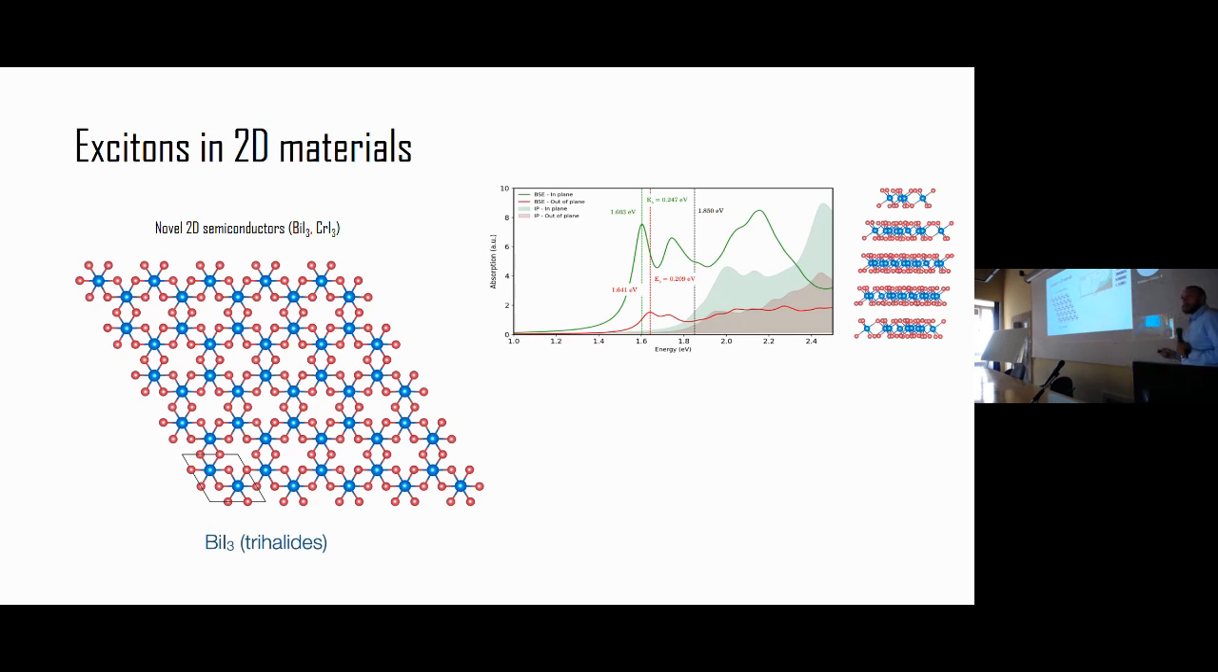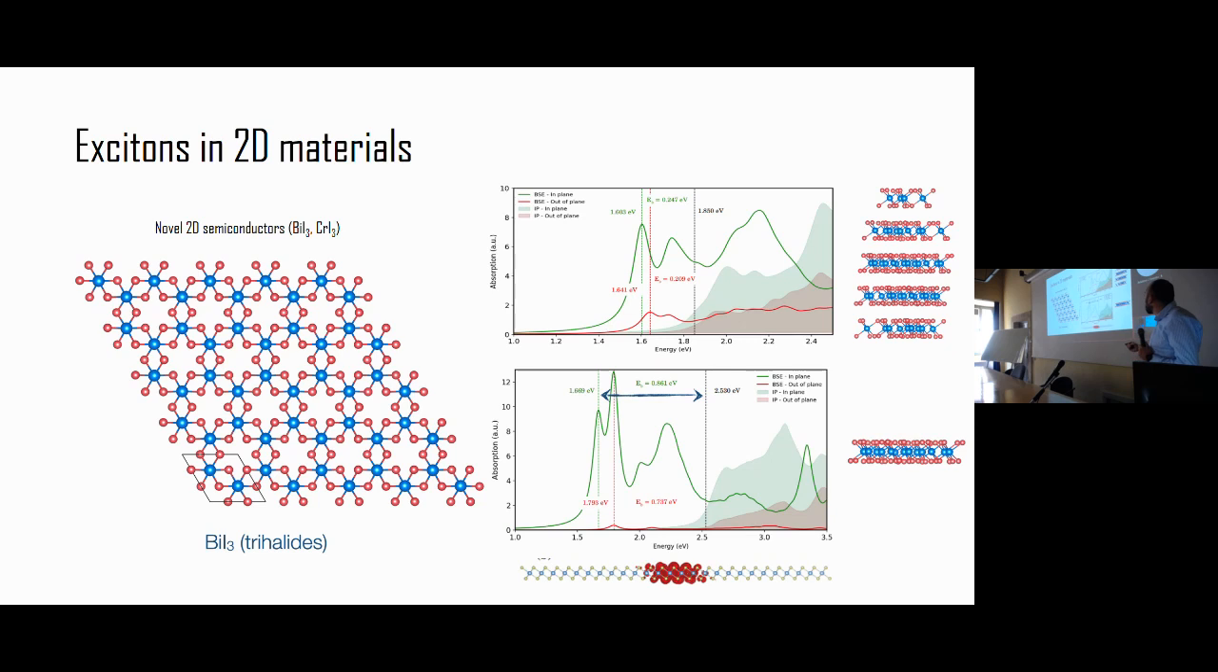So this is important because then basically you don't need to exfoliate down to a single layer. That is very difficult in most of the materials. With this material, you exfoliate the bulk, without taking care of how many layers, and already you are in the range of a strong excitonic effect. Of course, if you go to the monolayer, the binding energy increases until 0.8.